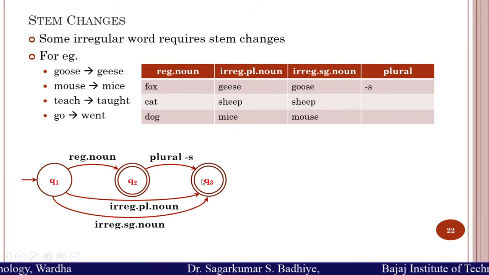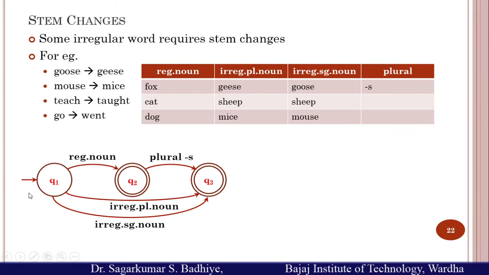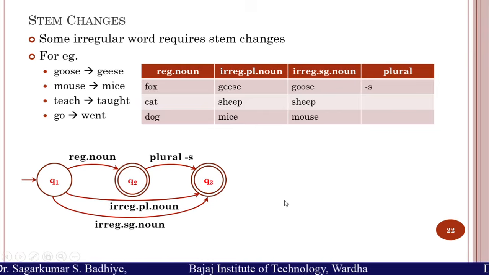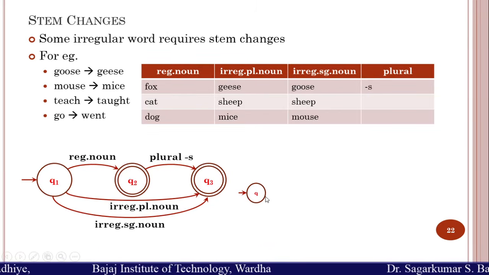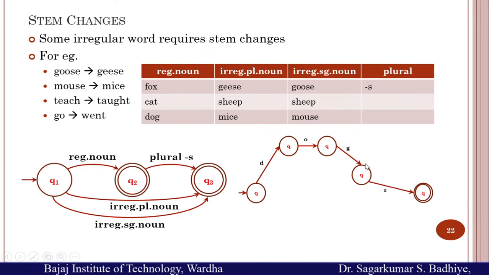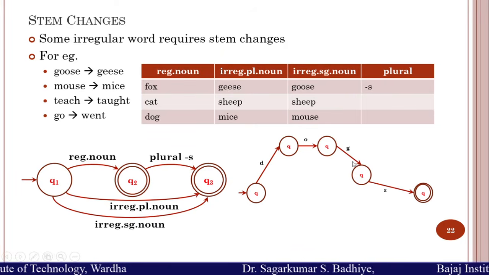And if it is an irregular word, then we use another path, a particular path for singular conversion and another path for plural conversion. This can be expanded for a few words, which we have seen over here as follows. We start from the initial state, read dog and reach a particular state, and then from there you read epsilon and reach a final state to accept dog.